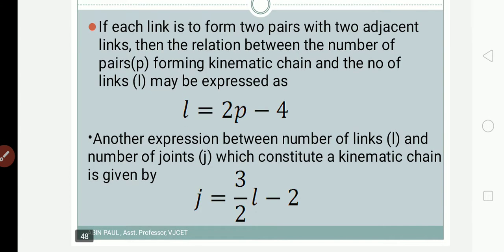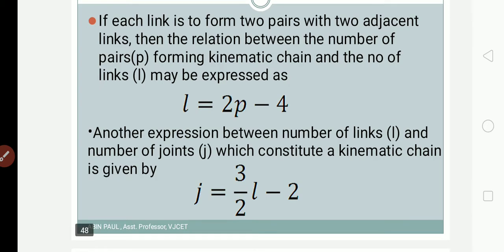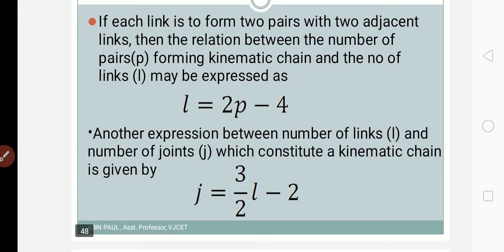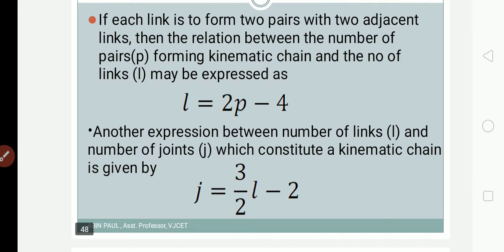We also have another expression between the number of links L and the number of joints J which constitute a kinematic chain, given by J equal to 3 by 2 into L minus 2. That is another expression, between the number of joints and the number of links. So these two equations must be satisfied to form a kinematic chain.